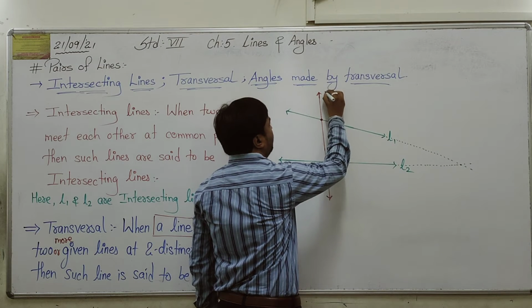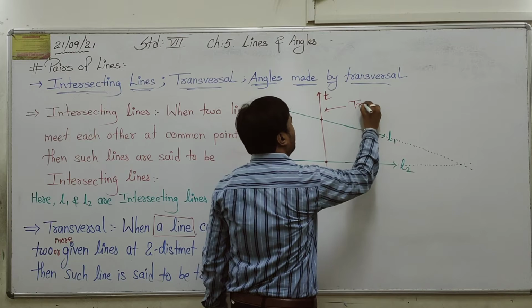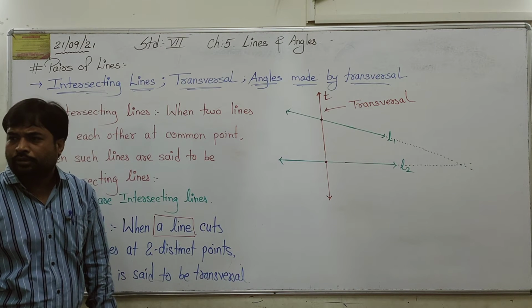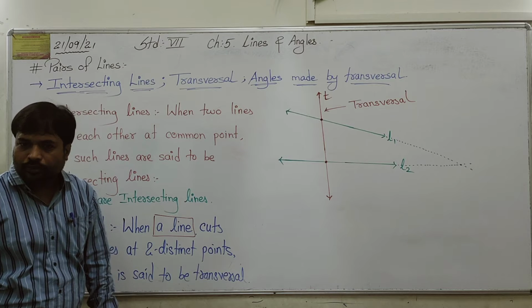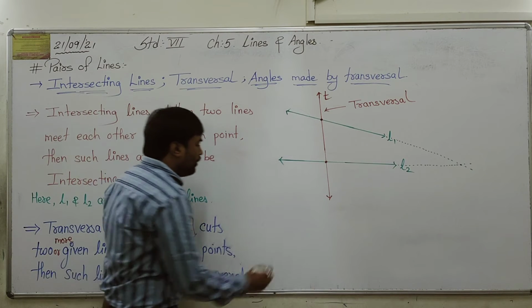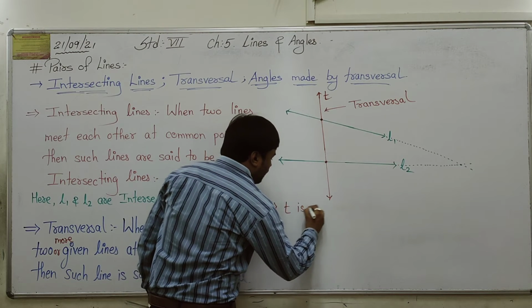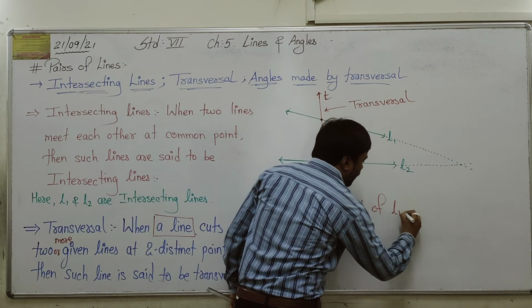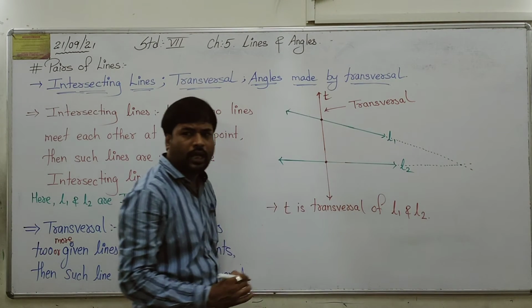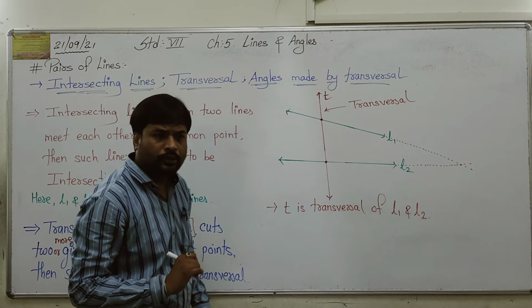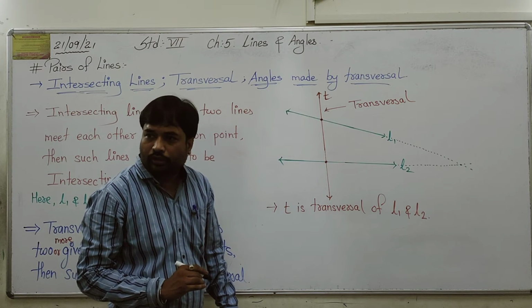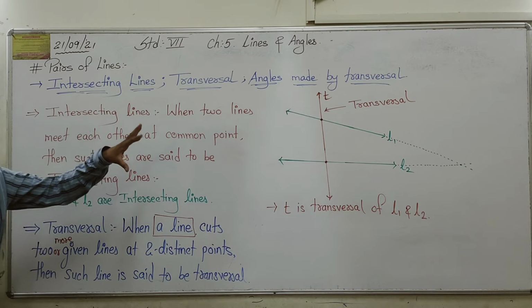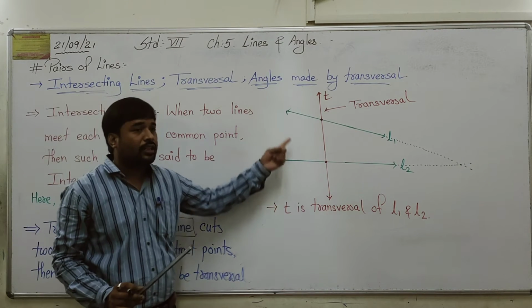So here, this T is your transversal. T is your transversal. Got it? So here, what can we say? T is the transversal of L1 and L2. What is L1? Line 1. What is L2? Line 2. And T is your transversal. Okay, let's understand that definition. Each intersecting line, which actually cuts, forms just a transversal. The red colored one is T.